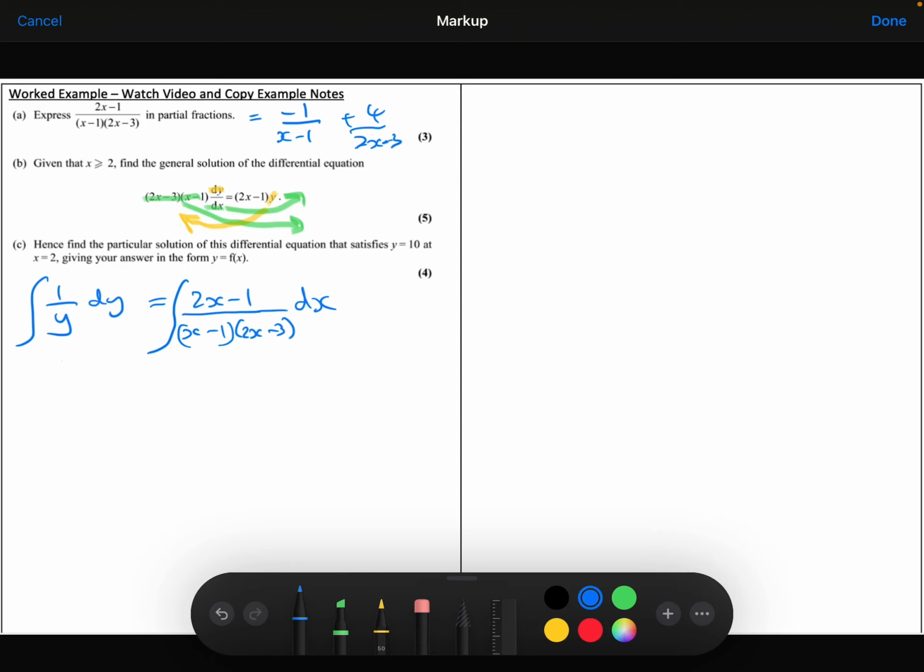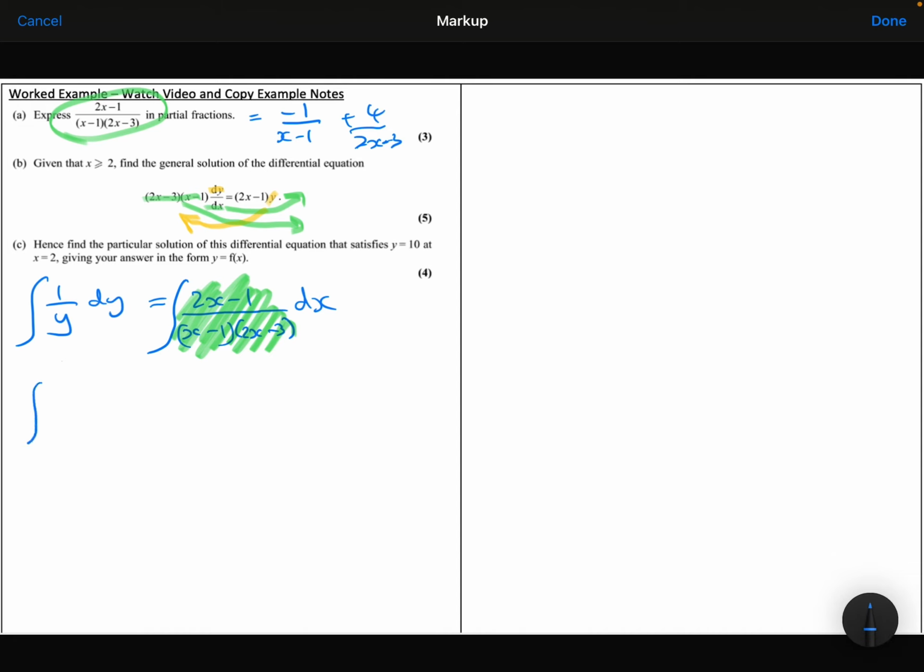Now, one thing you should be on the lookout for here, remember this is part B of the question, so it's going to have something to do with part A of the question. And notice that this is exactly what we had in part A. Therefore, instead of trying to integrate that awkward fraction, I can replace it with its partial fractions, which was minus 1 over x minus 1 plus 4 over 2x minus 3.